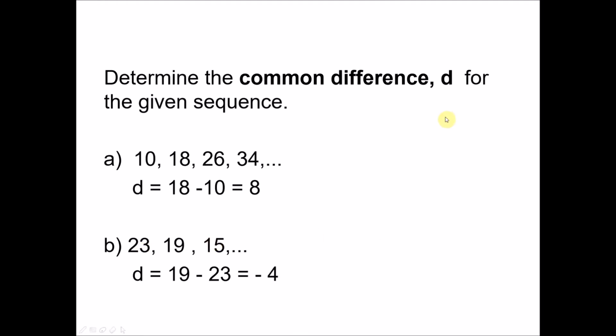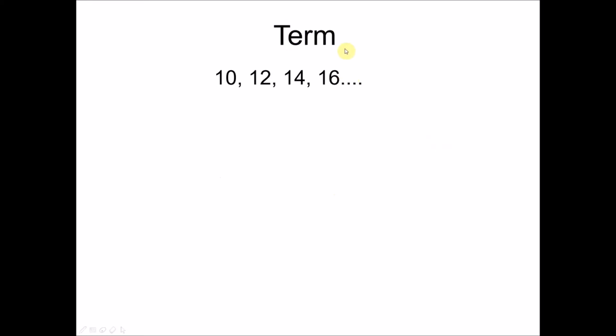We have another concept that you need to learn before we can look at the definition of arithmetic progression, the concept of terms. In this given sequence here, 10 is the first term of this sequence. 12 is the second term, 14 is the third term, and so on. You already learned the meaning of terms in Form 2 as well, in the chapter Patterns and Sequences.